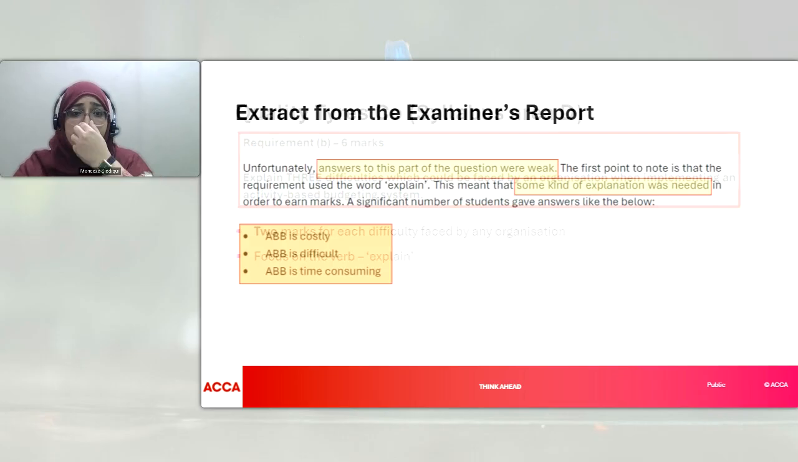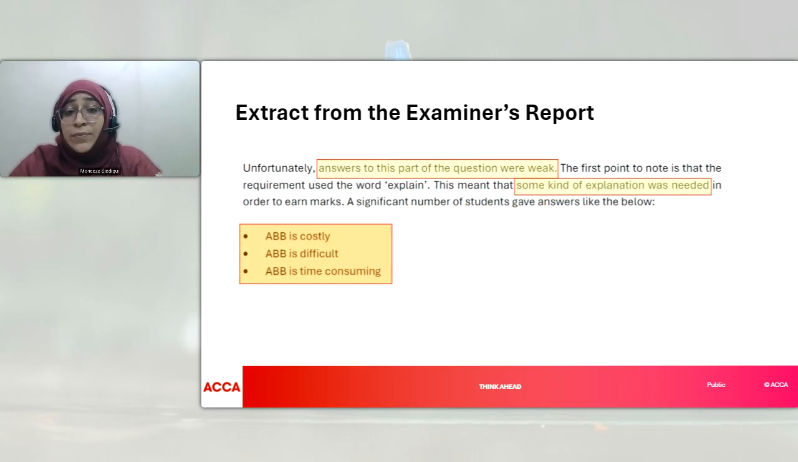Okay. Now, this is again an extract from the examiner's report where it says that answers to this part of the questions were weak, and that is because some kind of explanation was needed. And then if you look at the 3 bullet points that are included on the slide, these are some of the answers that the candidates provided. So ABB is costly, ABB is difficult, ABB is time consuming. Now, if you were to put yourself in the shoes of the marker, would you be able to give 2 marks to each of or any of these bullet points? And I believe that all of you would agree with me that the answer to that would be no.